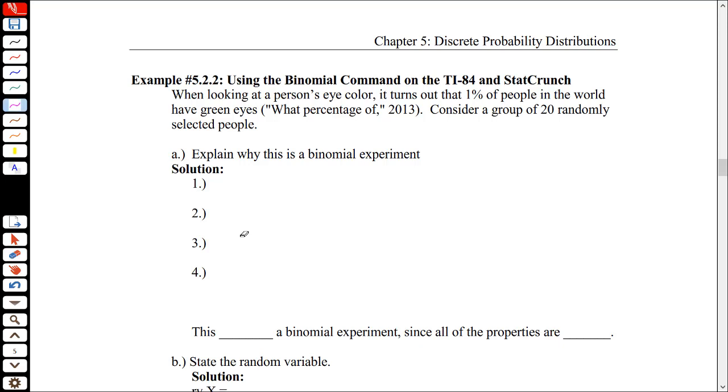All right, let's look at another example. Here we're going to practice looking at an experiment and going through the entire set of questions. First, we need to identify that it's a binomial, then we'll look at how to use our newfound knowledge of the binomial to answer the question.